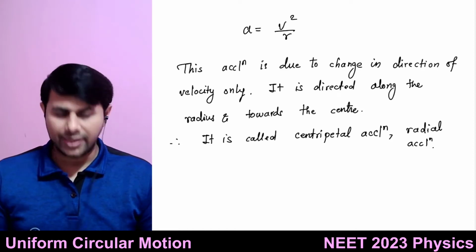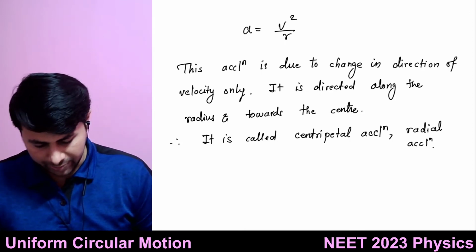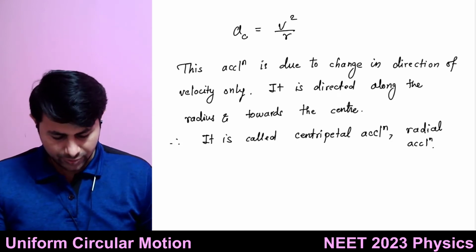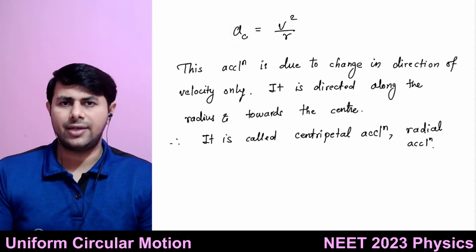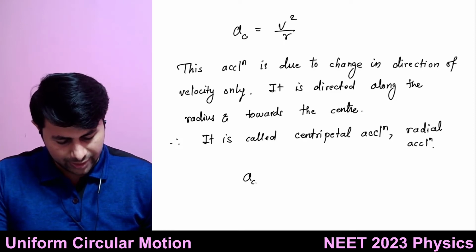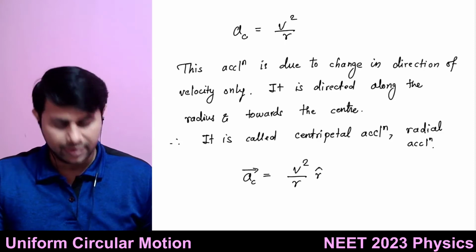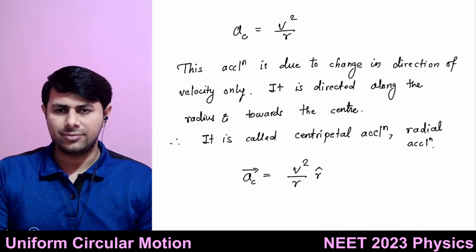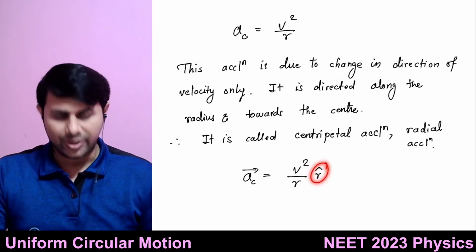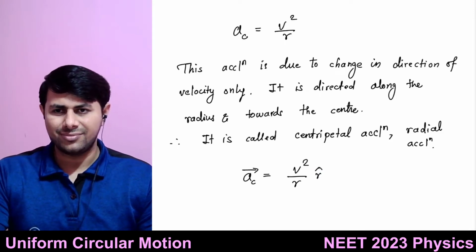So how can I write this in vector form? In vector form, we'll put suffix c over here. If you like, you can put suffix r. Why the suffix c? Because it's directed along radius and towards the center. So this a_c vector is equal to v square upon r multiplied by r cap. To show the direction, I will use the unit vector in the direction of the radius vector. Is it correct?